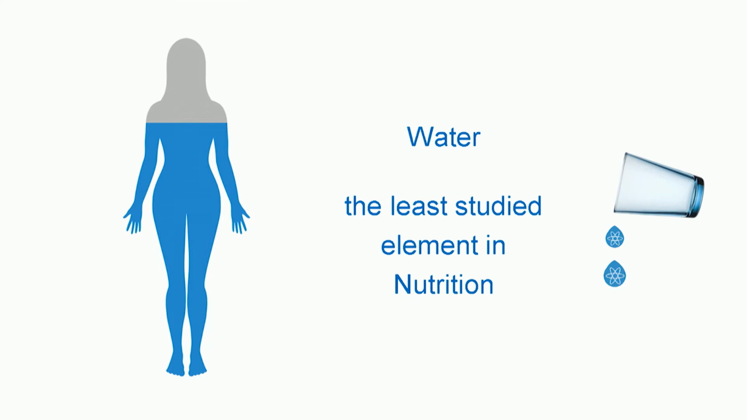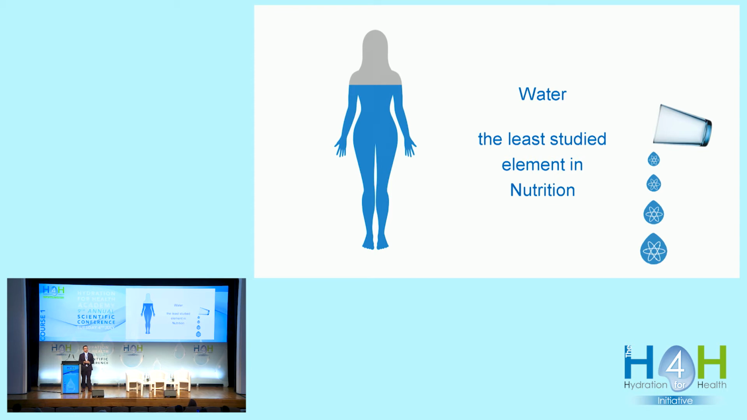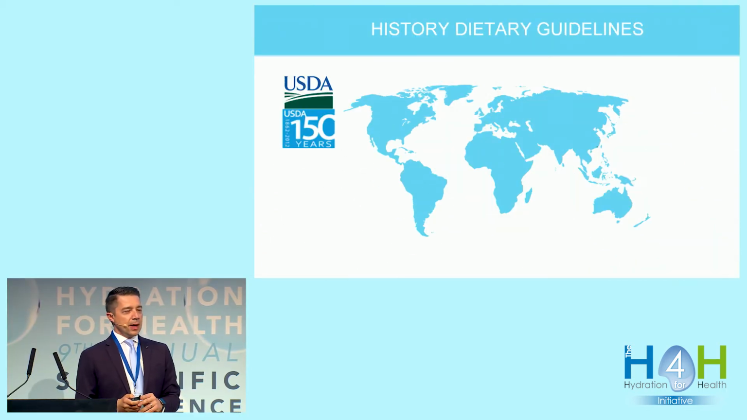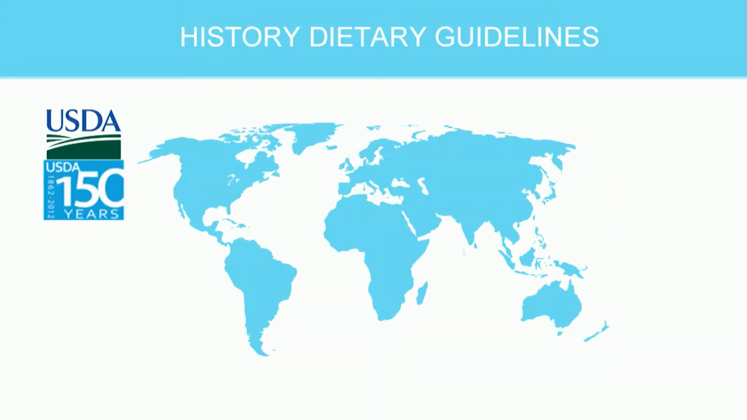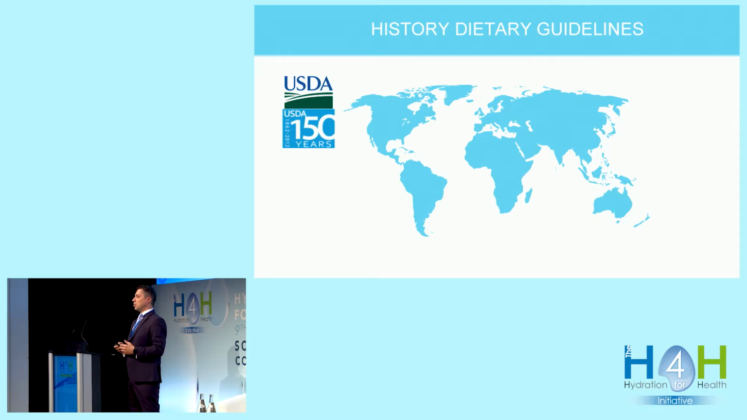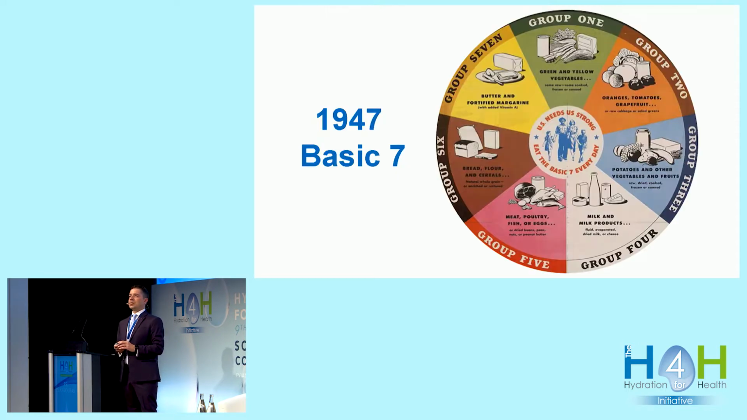Even though our body is mainly made out of water, water is the least studied element in nutrition. And what I'm going to do is start with a little bit of historical perspective. I would like to talk a little bit about the guidelines, and I will concentrate on the USDA guidelines in the United States. The USDA has been in business for a little more than 150 years by now. Their original mission was to prevent malnutrition and make sure that people were taking enough nutrients.